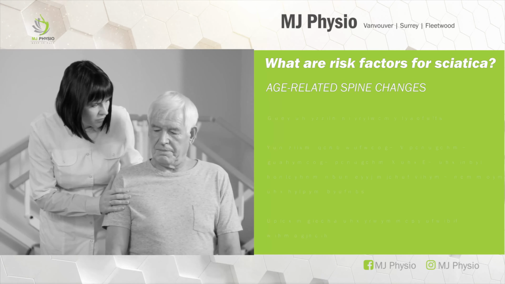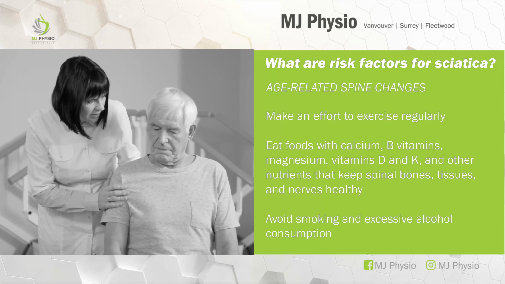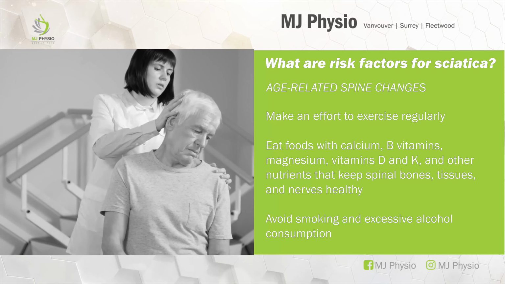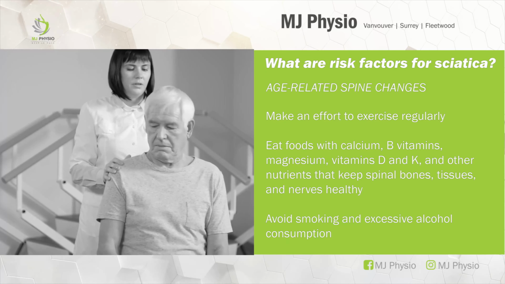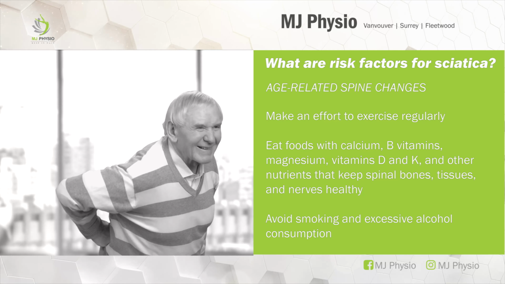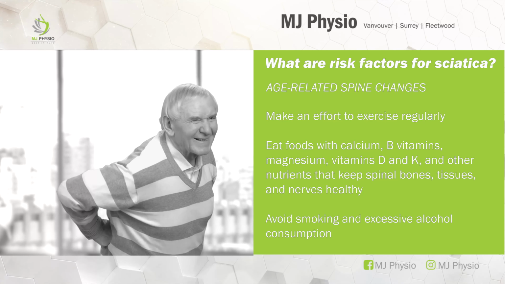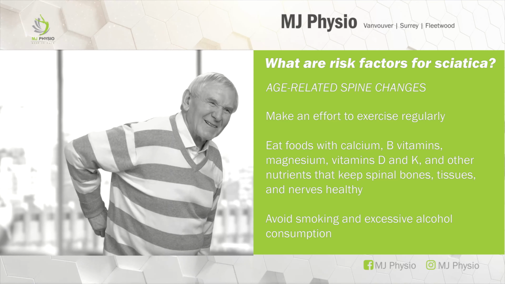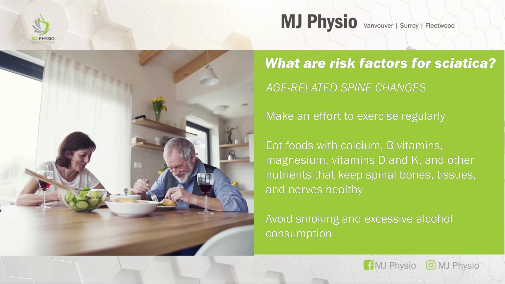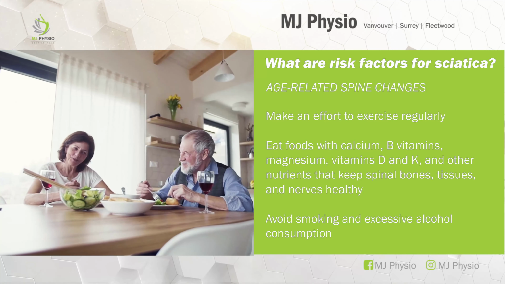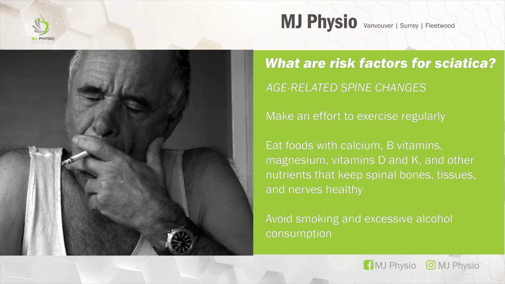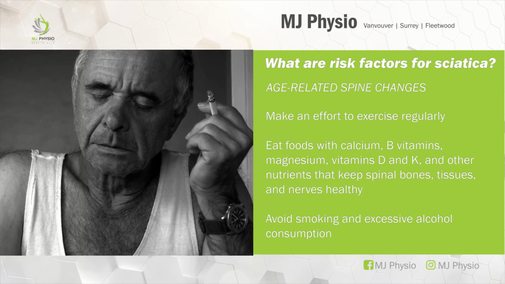Over time, changes to the spine and its supporting tissues can contribute to some degree of disc damage. If parts of the spinal disc break off, the sciatic nerve can become irritated or compressed. You can't stop the natural aging process, but you can make some effort to exercise regularly and eat food rich in calcium, B vitamins, magnesium, vitamin D, vitamin K and other nutrients, which keep the spinal bones, tissues and nerves really healthy. So avoid or quit smoking and alcohol consumption if you are above 50.